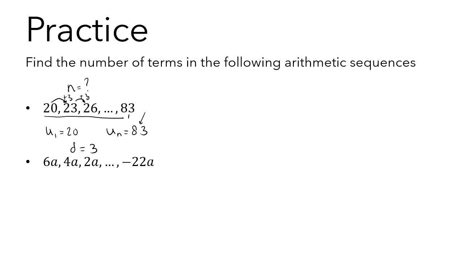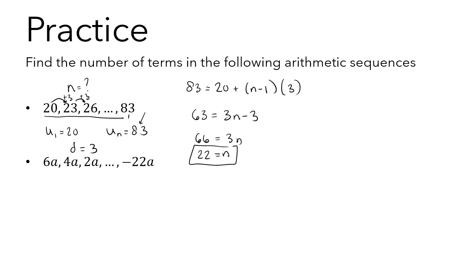Let's use this one. 83 is going to equal my first term plus n minus 1, because we don't know how many terms there are, times d. Well, d is 3. So let's simplify this and solve for n. Move 20 to the left, that gives me 63 equals 3n minus 3. Add 3 and then divide by 3 gives us 66 equals 3n. So n equals 22. There are 22 terms.